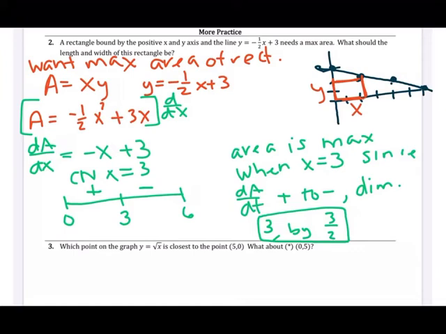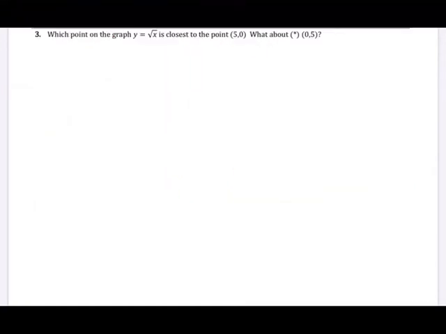All right, let's work through one more problem. The last question has two parts. Which point on the graph y equals the square root of x is closest to the point 5, 0? What about 0, 5? And this little symbol means I'm going to have you use a calculator for that part there. So I'm going to go ahead, draw the graph of y equals the square root of x, and plot the point that I'm talking about for part A, where we're looking at closest to 5, 0. So we're talking about the distance from a point to this function.